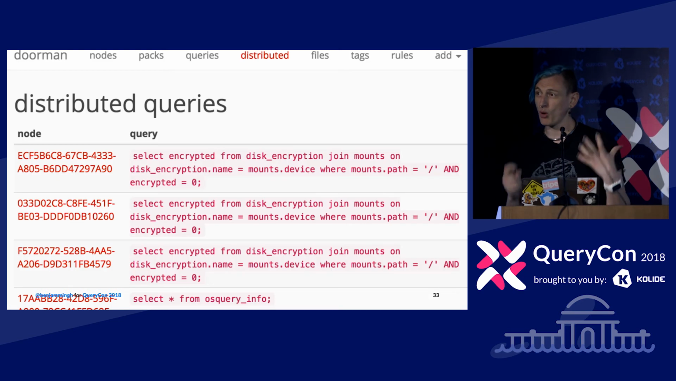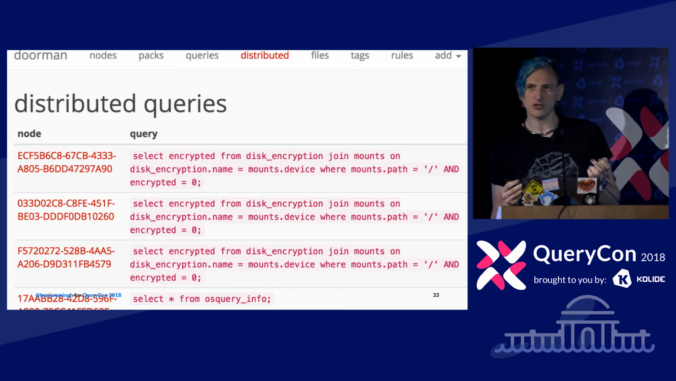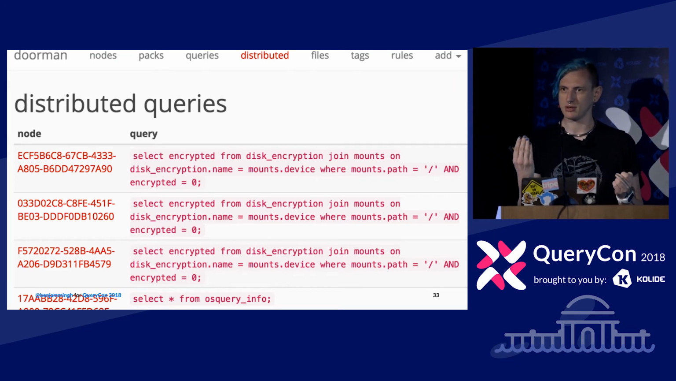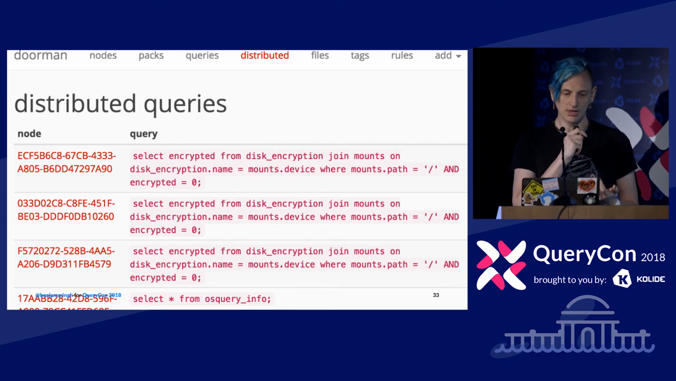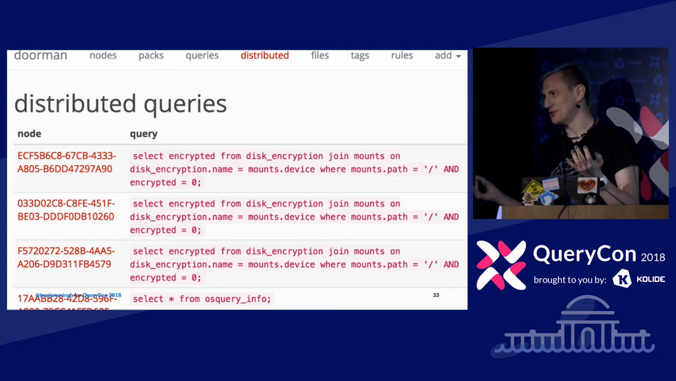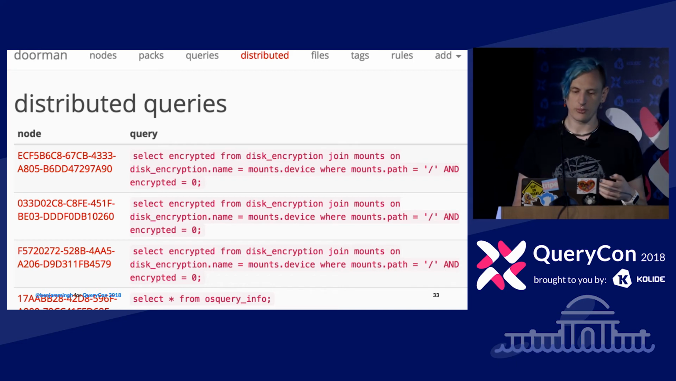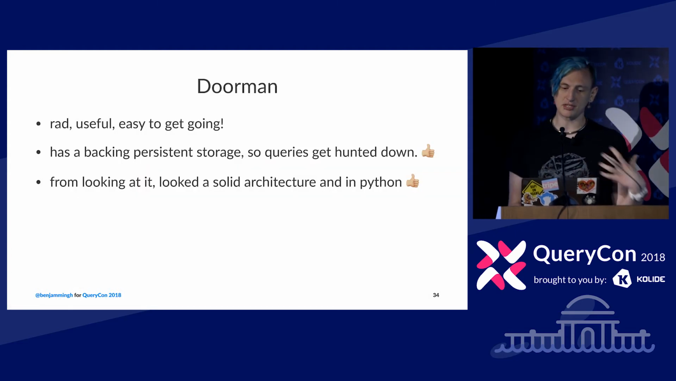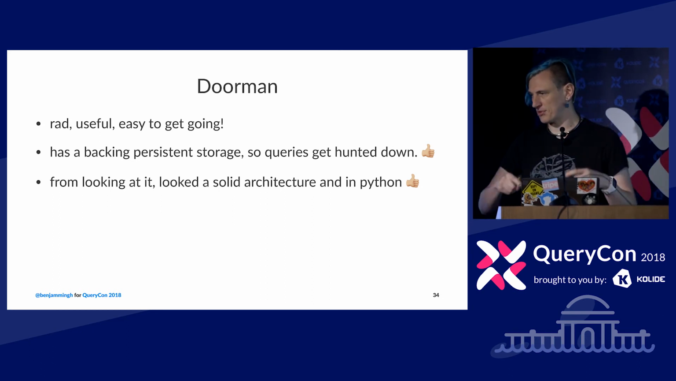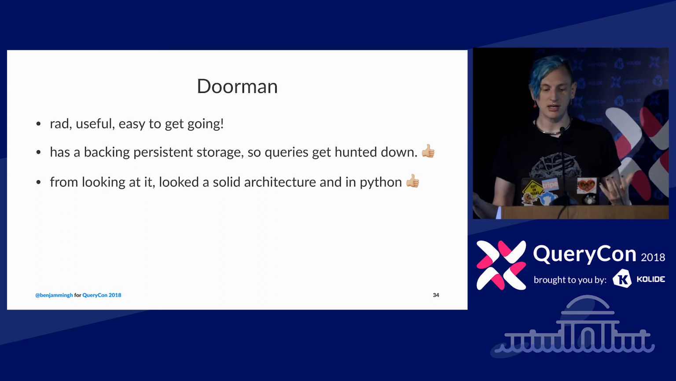We had Doorman, one of the worst of the X-Men, who's able to just turn into a door at any moment. Still better than Cyclops. I'm sure many of you are familiar with Doorman from either the Marvel comics or possibly its affiliation with Osquery. One of the few cool endpoints. It's useful, it's really easy to get going, it's got a persistent backend, so queries that don't happen then will eventually be tracked down. From looking at it, it's written in Python, so thus is technically correct.